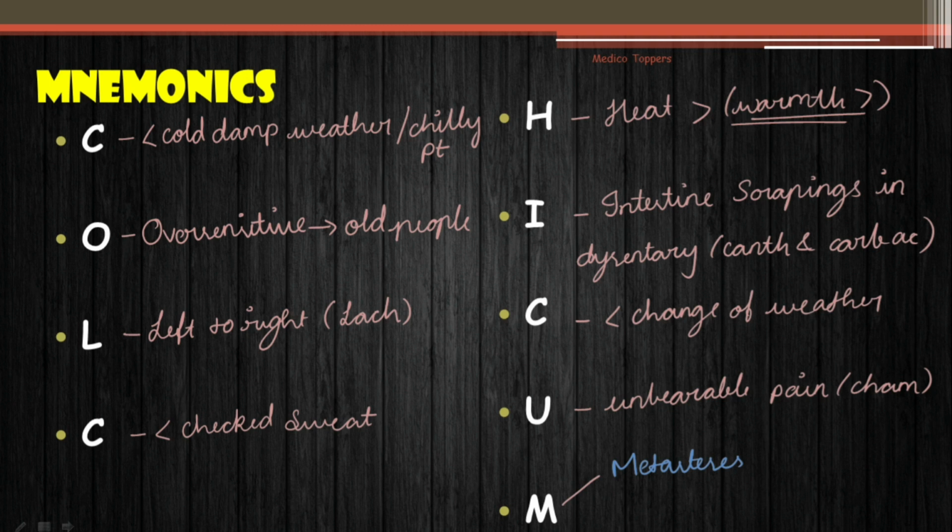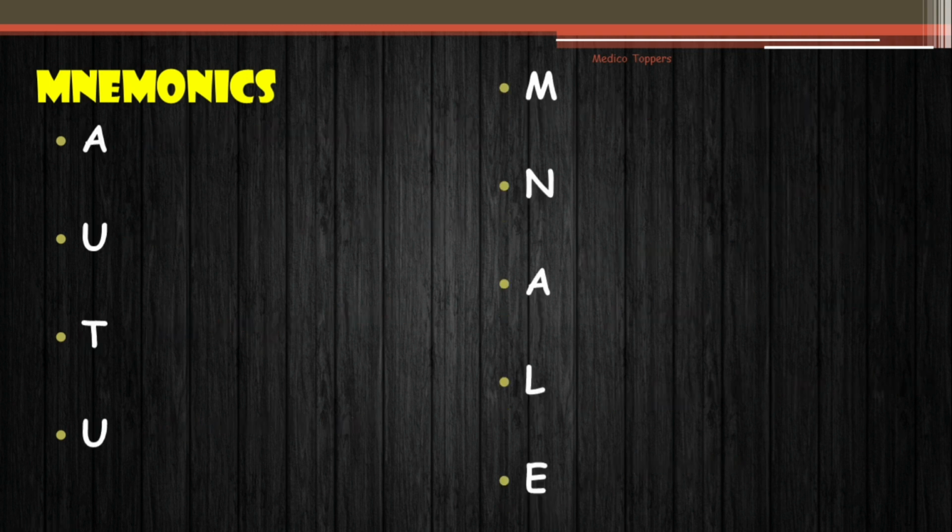Then C is indicating the change of weather aggravation, and U indicating the unbearable pain, which can be compared with chamomilla, and M is indicating the metastasis, where the gout and rheumatic symptoms get moved towards the heart. So now let's see regarding the autumnale.